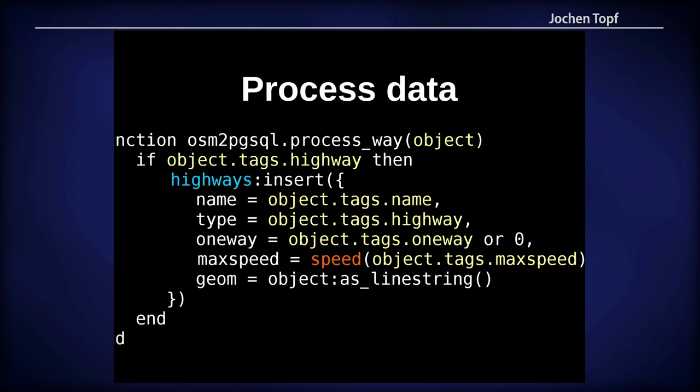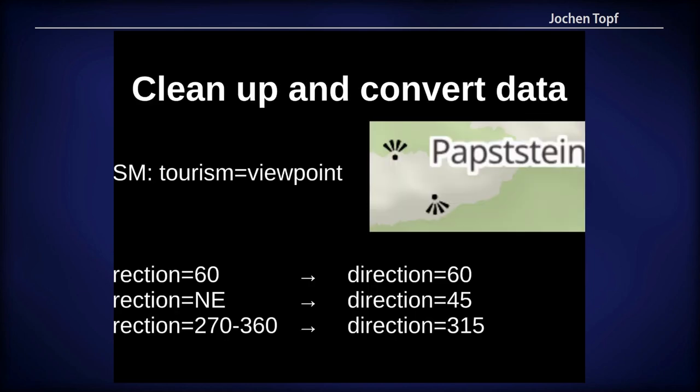What is interesting here, for instance, is the max speed. In OpenStreetMap, you say max speed in kilometers per hour or miles per hour or something. It has different ways of defining the max speed, and you can write a function in Lua that translates that, and you can test that because it's Lua and it's not SQL. It's much easier to write these kinds of things, and I'll have an example in a minute. And so you can convert the data in the way you want to. And for the geometry, in this case, we want to make a line string out of the way, instead of, for instance, a polygon, which you can also do.